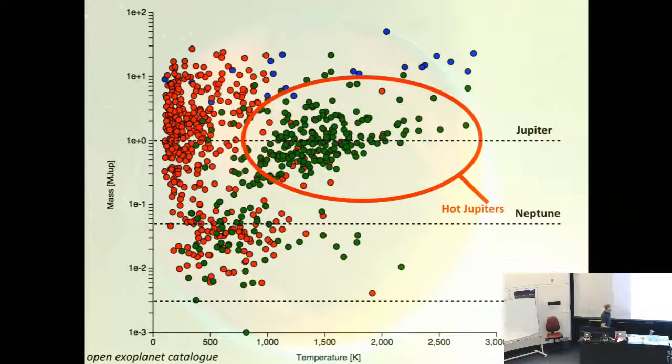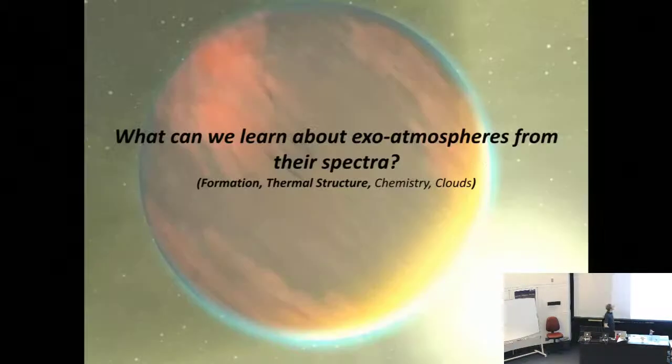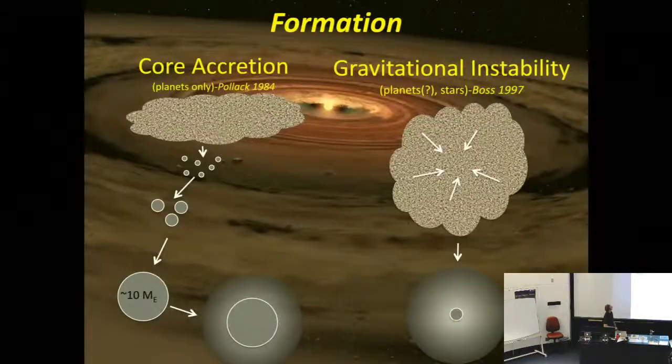So let's talk about what we want to learn from some of these hot Jupiters. They have the best signals. I'm not going to have time to talk about chemistry and clouds, but I'll talk about the formation and the thermal structure of these guys. So, the crash course in planet formation. I think there are some planet formation folks in the room. You can throw something at me when I say something stupid, which I will.